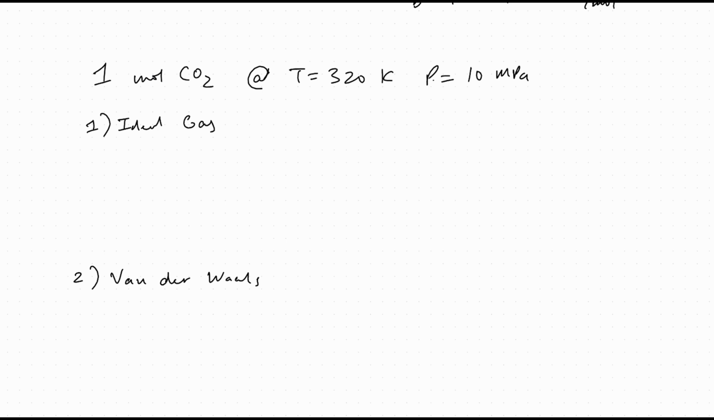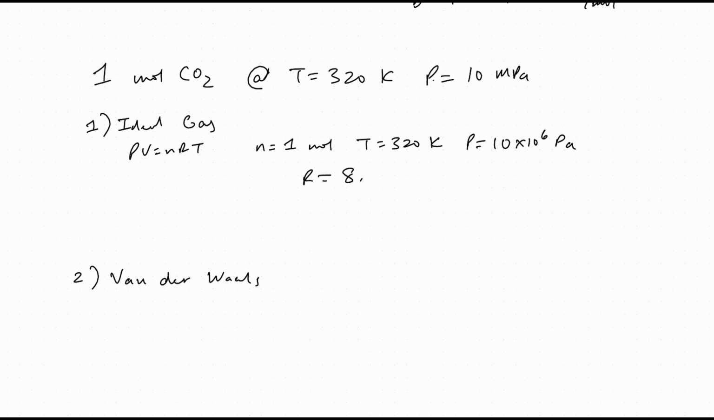Right? So basically, ideal gas law, PV equals nRT. Let's write down all this information that we have. So obviously n is equal to 1 mole. Temperature equals 320 Kelvin. Pressure is equal to 10 megapascals. So that's 10 times 10 to the sixth pascals. And then, of course, we know R is equal to 8.314 joules per mole Kelvin. Everything's in SI units, so this should be pretty straightforward.